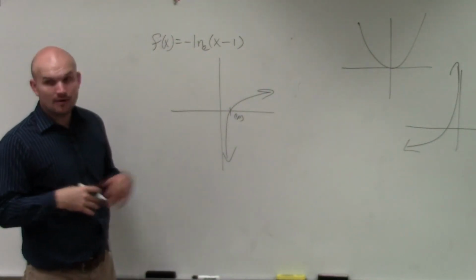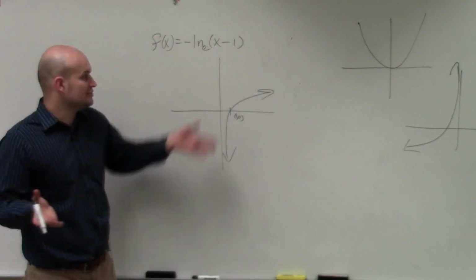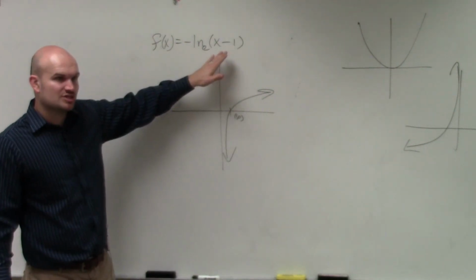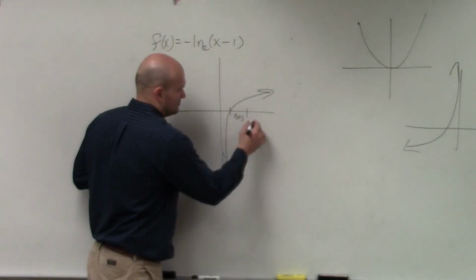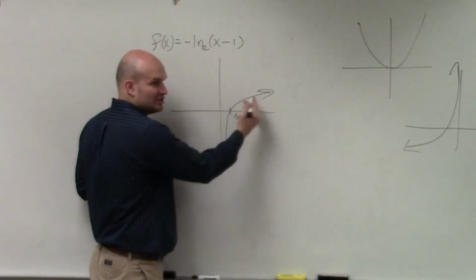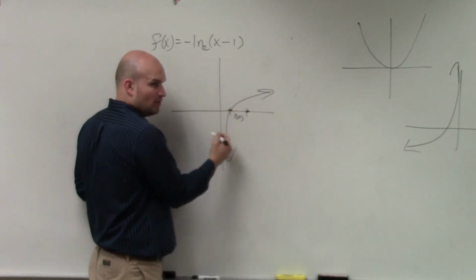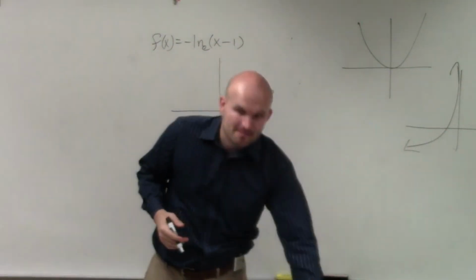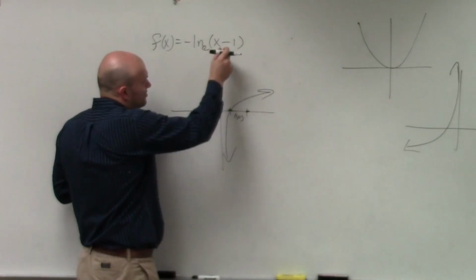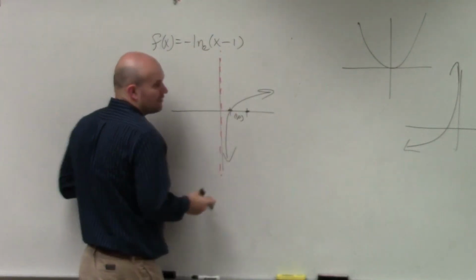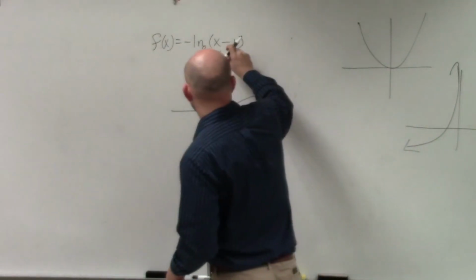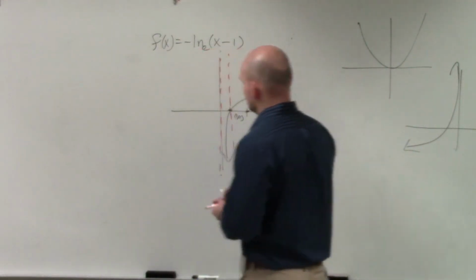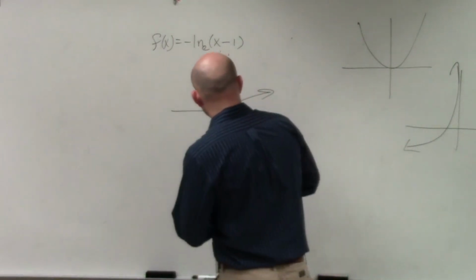OK? Well, now we just need to look at what's our only transformation. Our only transformation is x minus 1, which is telling us to shift the graph to the right 1. So now I'm going to shift my x-intercept over 1. However, remember, there is a vertical asymptote. So if I'm shifting my graph over 1, the asymptote also needs to be shifted over 1. So now the graph looks like this.